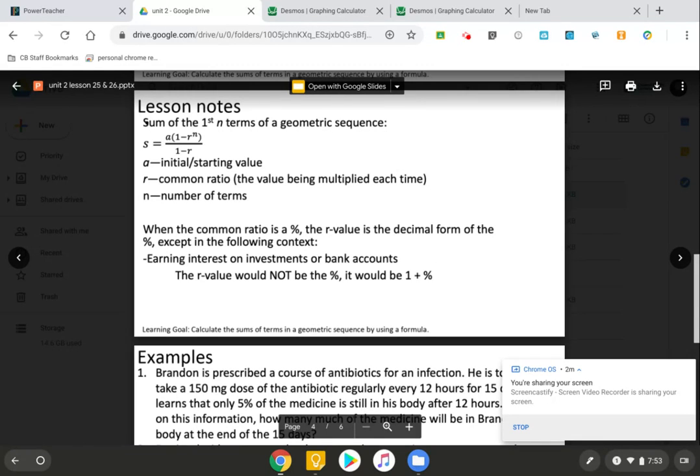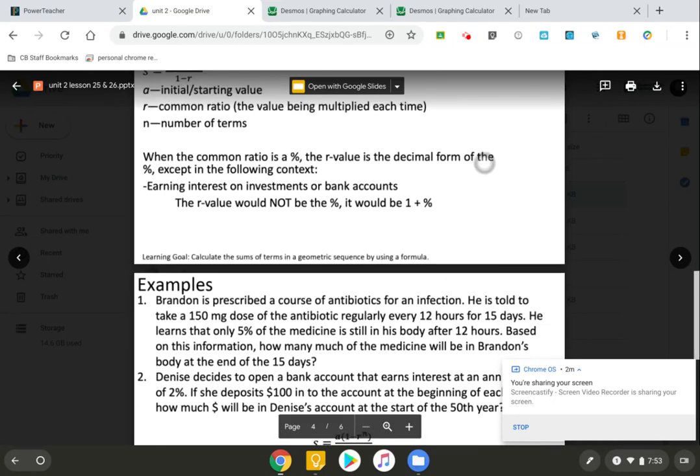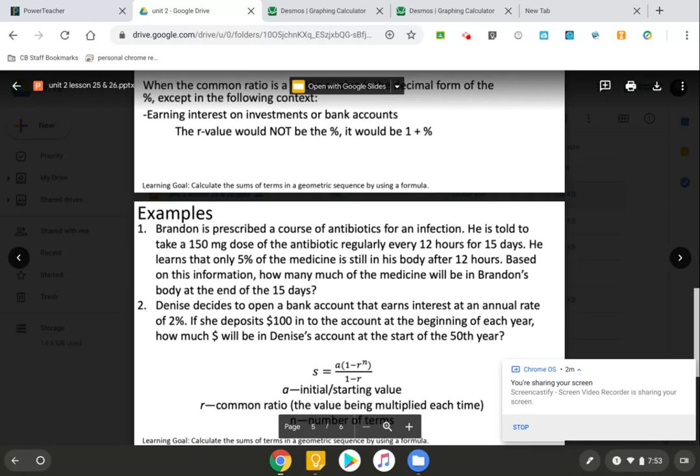So let's take a look at example number 1. Brandon is prescribed a course of antibiotics for an infection. He is told to take a 150 milligram dose of the antibiotic regularly every 12 hours for 15 days. He learns that only 5% of the medicine is still in his body after 12 hours. Based on this information, how much of the medicine will be in Brandon's body at the end of the 15 days?